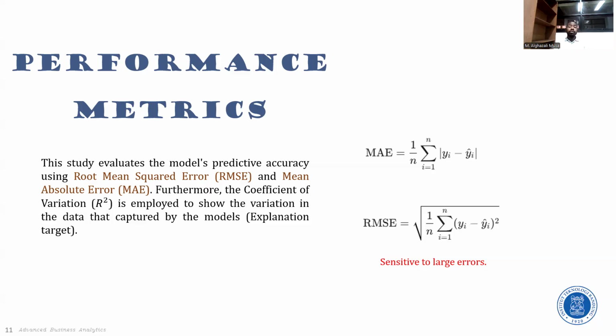The latter is too sensitive to large errors. If we have a very big difference, maybe let's say 10, and the others are scattered around 1, 2, 1, 2, like this, it would be too big, because it's sensitive to outliers. This is a problem. And the coefficient of determination, R square, is employed to show the variation in the data that is captured by the model overall.